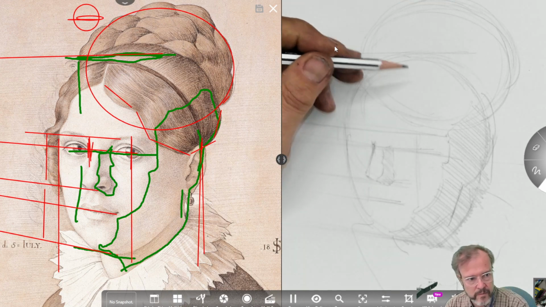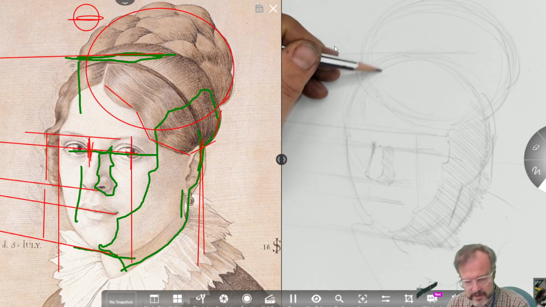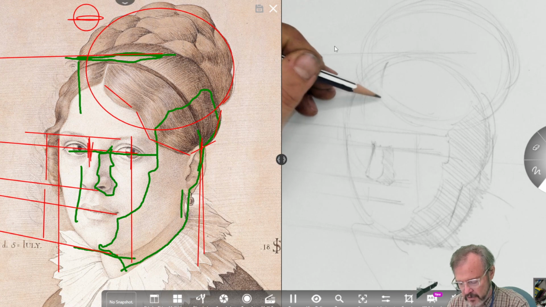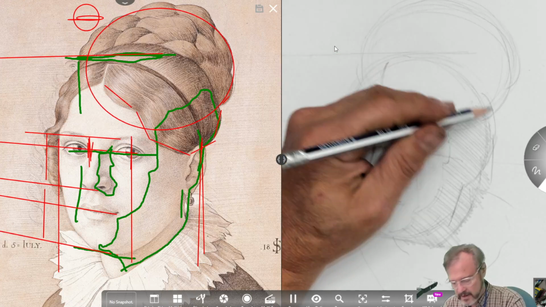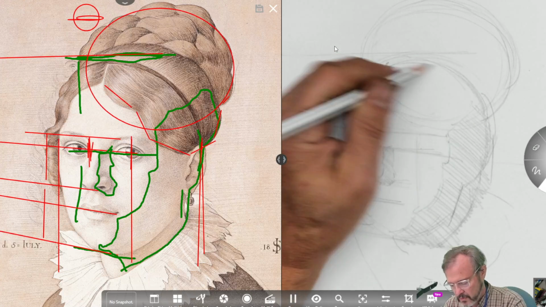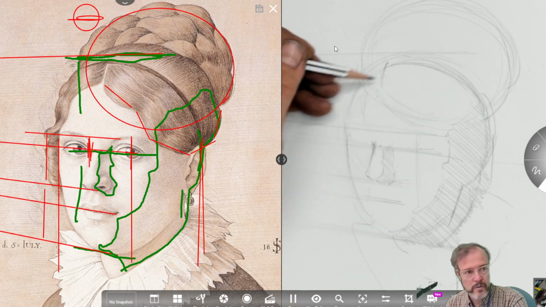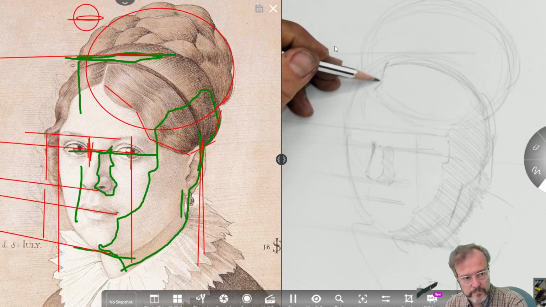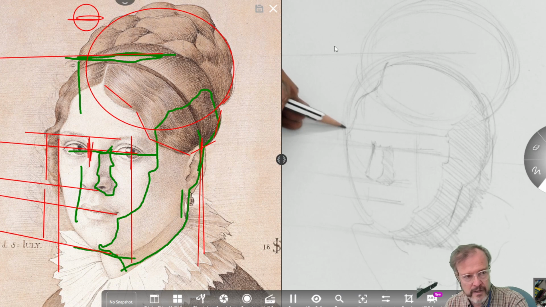And I'm going to indicate, I know where the bridge of the nose is, so I'm going to indicate where the part is in the hair. And I'm going to indicate this kind of hairband, which is just a little below the top of the cranium. And then I'm going to just block in.